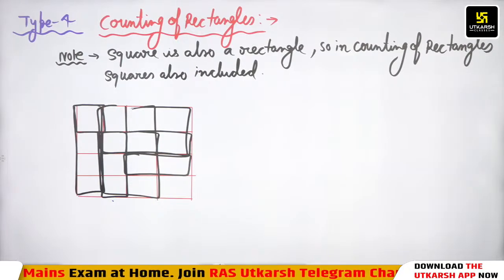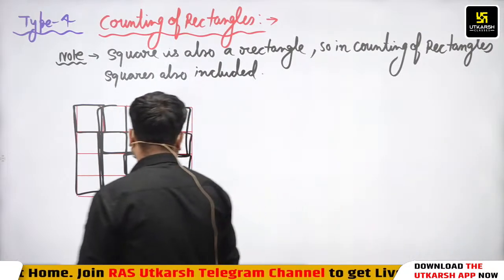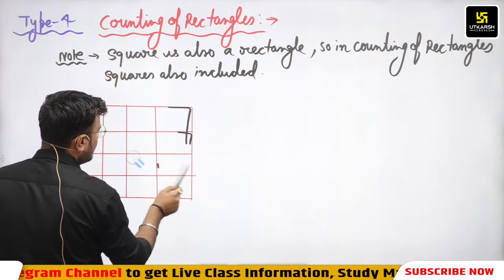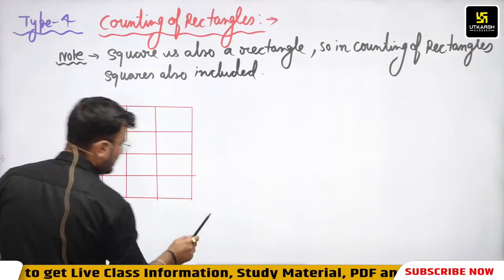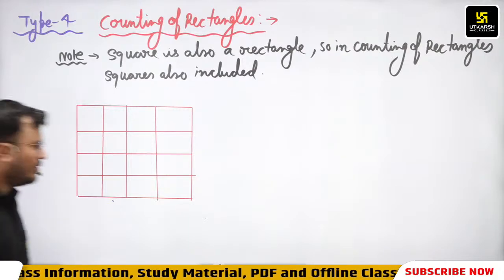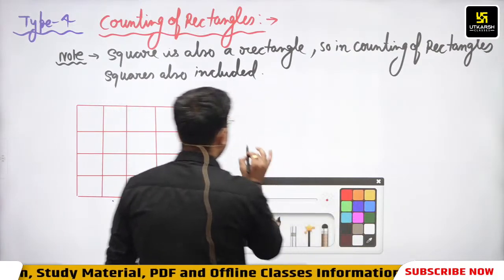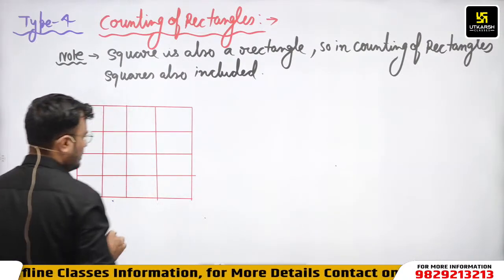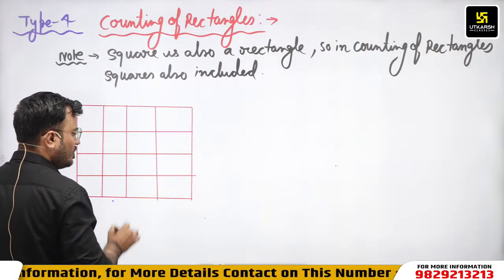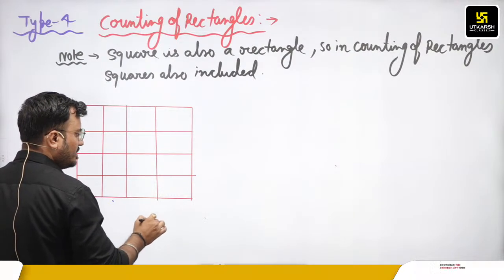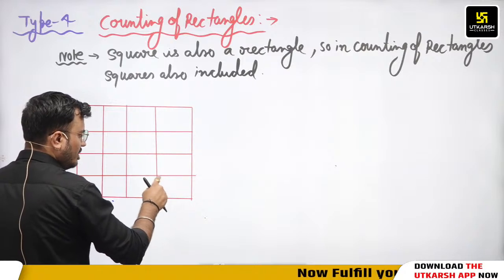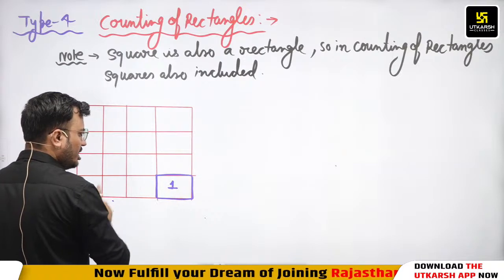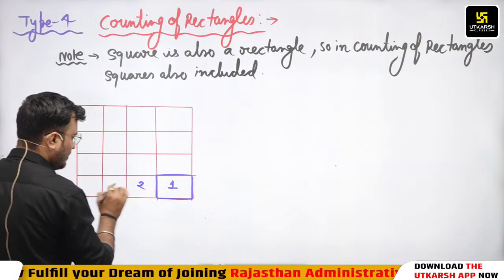So now we need to understand how to count rectangles in this figure. We are going to discuss a trick for counting rectangles in this figure. What you need to do is write natural numbers starting from the rightmost smallest square, in horizontal and vertical order: 1, 2, 3, 4.